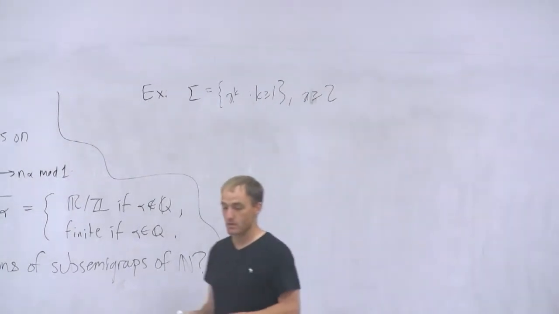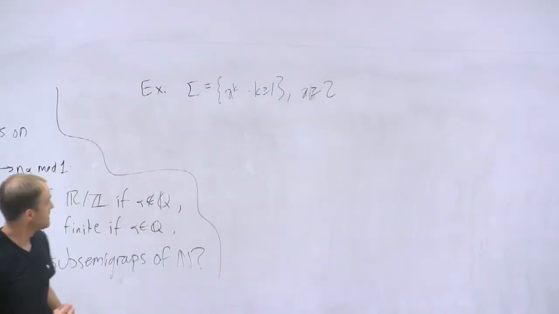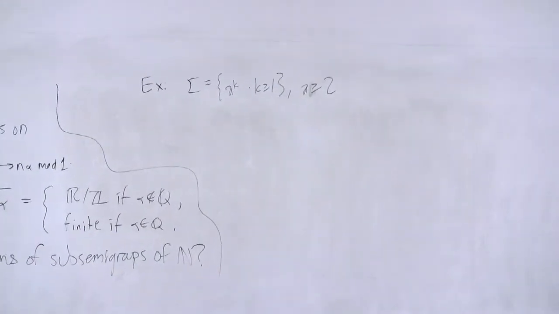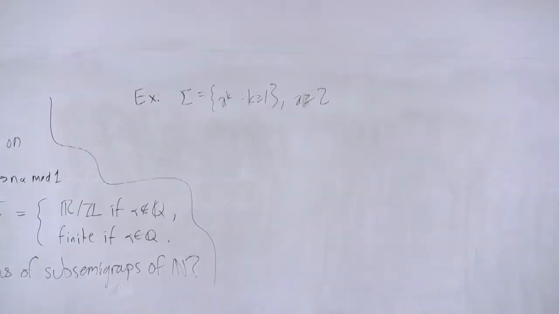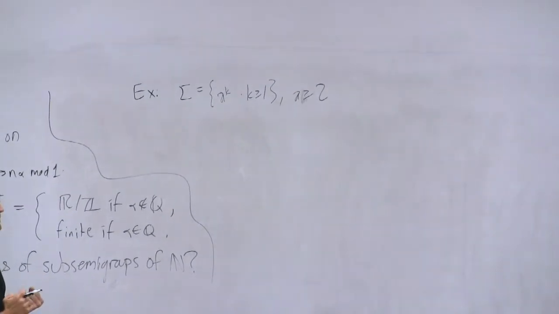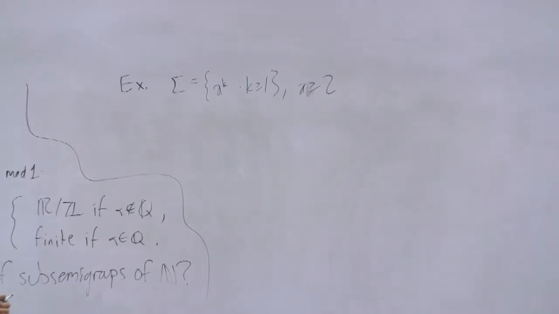Well, what can I say about the collection of all possible orbits of numbers under the action of this semigroup? You guys should have some feeling about it already. So a is an integer? A is an integer, yes.